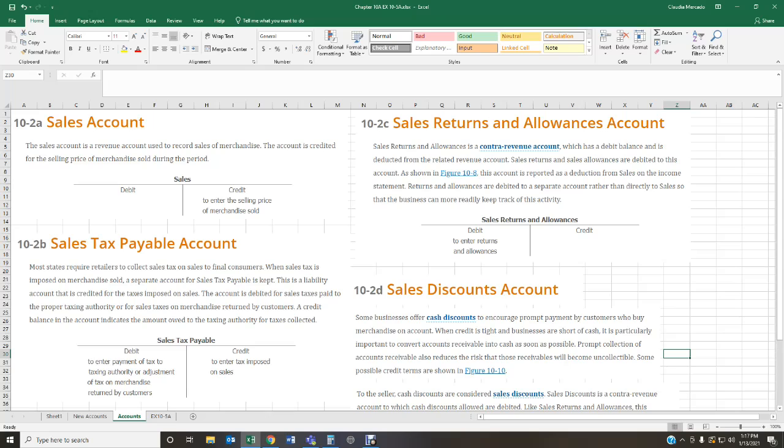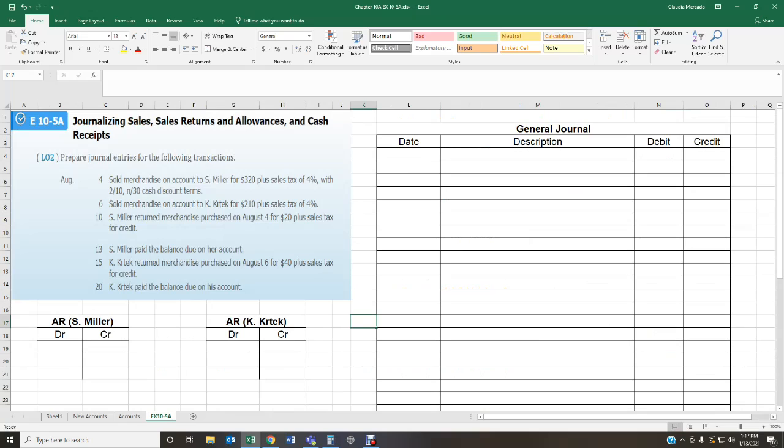Like I said, all of this information is in your book. Now we're going to go to the actual problem that I'm going to be working on today. This is exercise 10.5a, and it deals with journalizing sales, sales returns and allowances, and cash receipts. We have a little bit of everything going on in this problem. I really like this problem because it gives you a view of the different types of transactions merchandising companies have. So let's get started with exercise 10.5a.